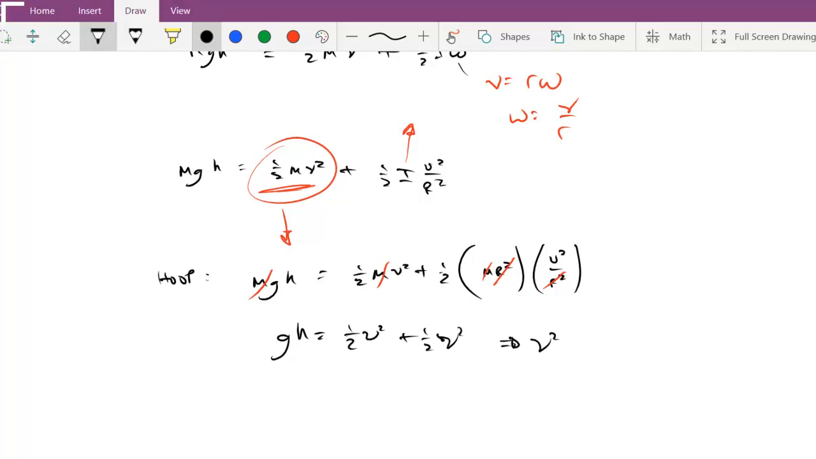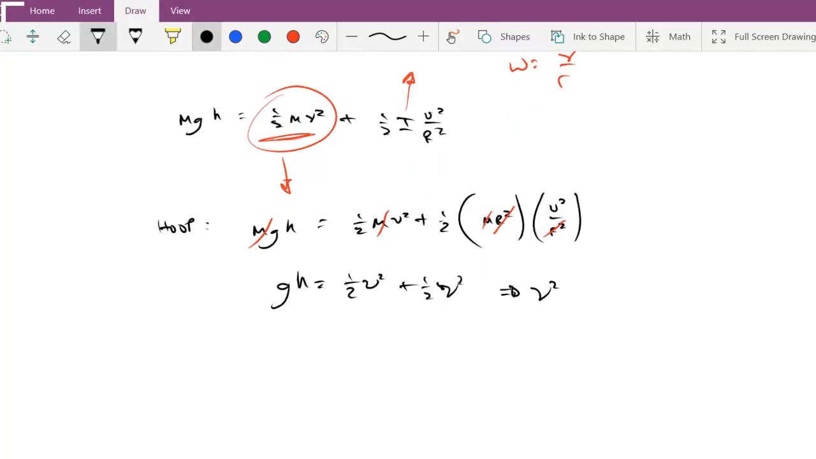and so this is equal to just v squared. And so then for the hoop, the speed of the hoop at the bottom is equal to the square root of gh.